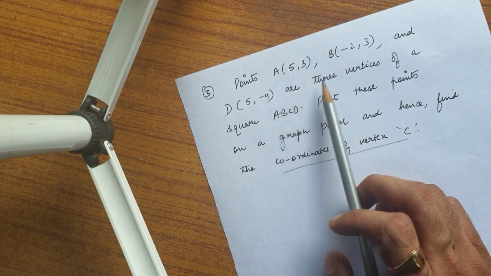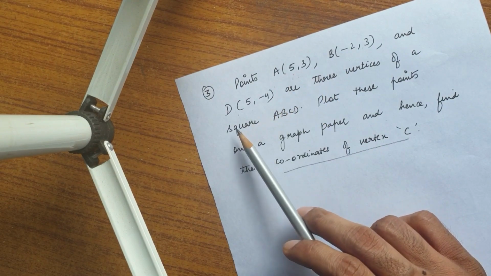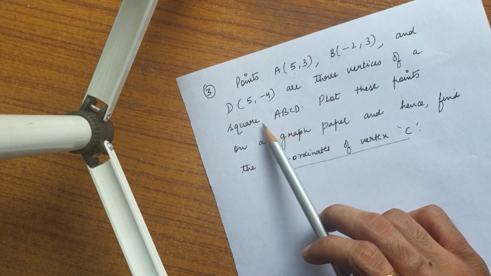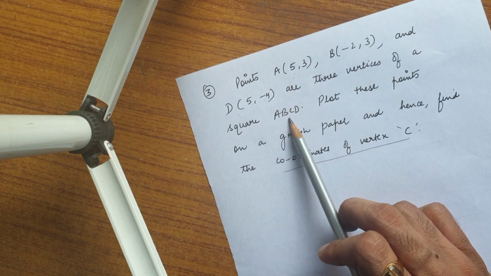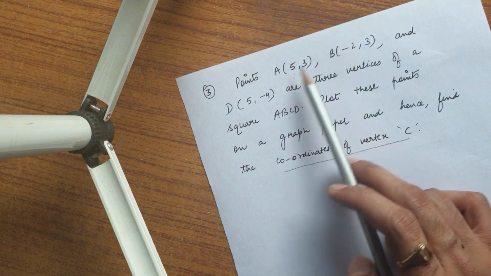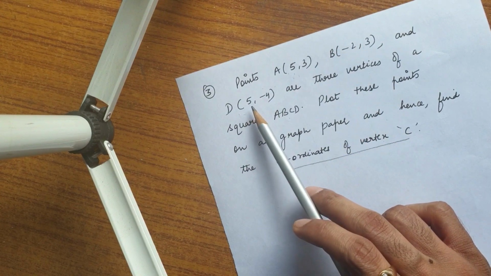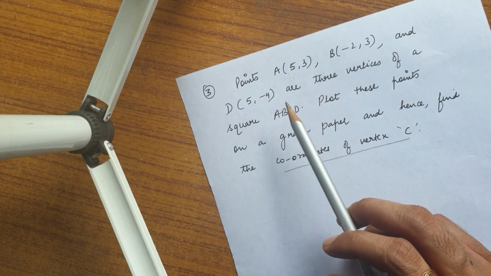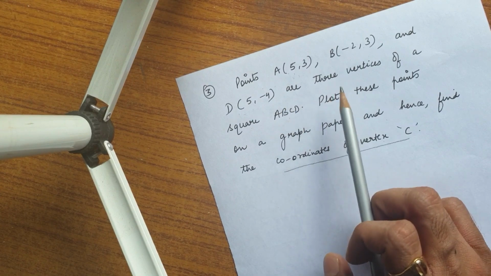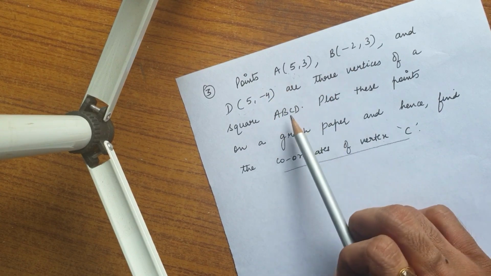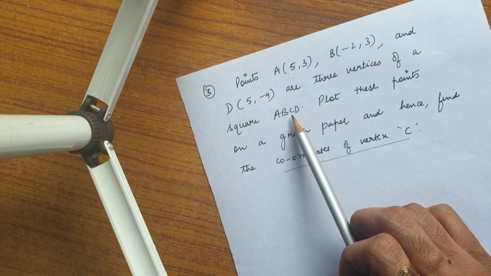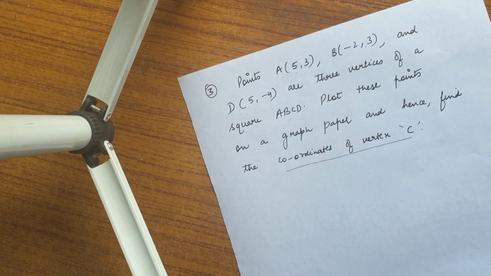You can see the vertex C is missing here, and it has been given in the question that the figure ABCD is a square. So firstly we will plot the 3 vertices, then if ABCD is a square or rectangle or any other figure, by applying the property we will find out the 4th vertex. Okay children, so firstly we will be plotting the 3 points.